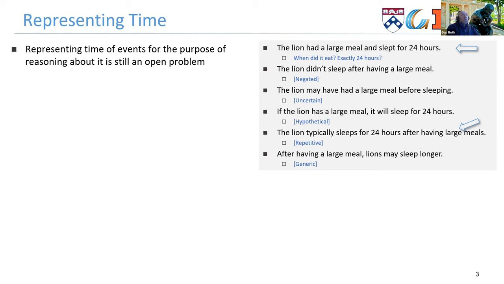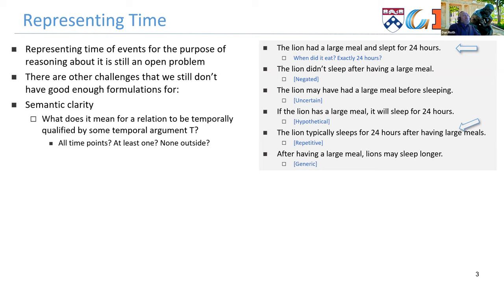So really the formulations that we have today are often not good enough to support the type of reasoning that we wanna perform. Quite often when we qualify an event with some temporal argument, we don't have the expressivity to think about what does it really mean.